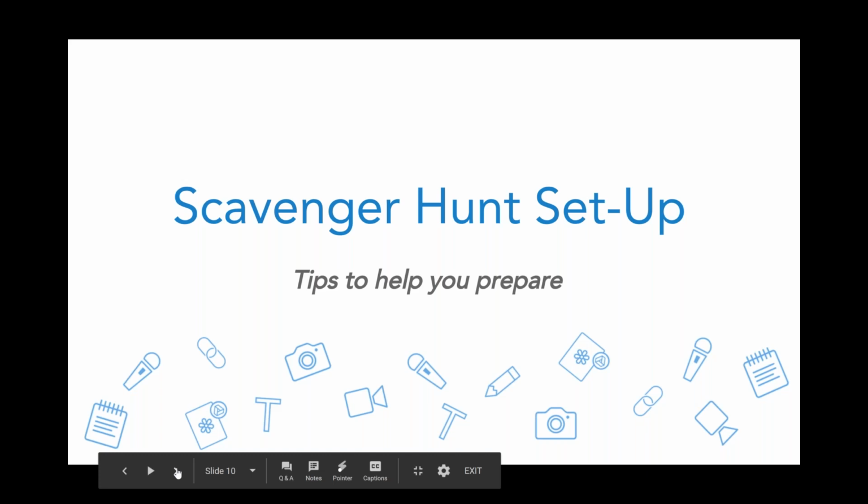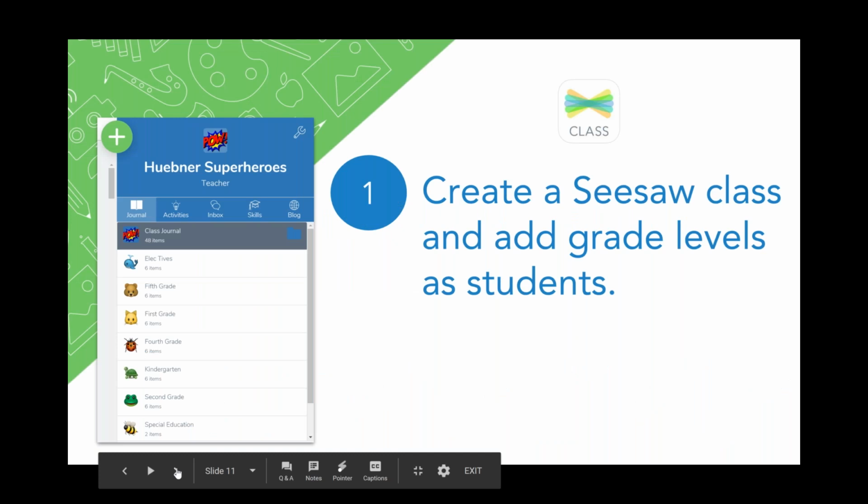So the first thing that I did was create a Seesaw class, and it says Huebner Superheroes because I made one specific for the campuses I did. When we did it more for district PD, which you'll see here in a minute when we dive in, we just named it Seesaw Superheroes. So it's whatever you want to name it. And we made a student for each kid. So first name is 5th, last name grade, first name 4th, and so on and so forth. That way when they logged in as a student, they were in as that grade level.